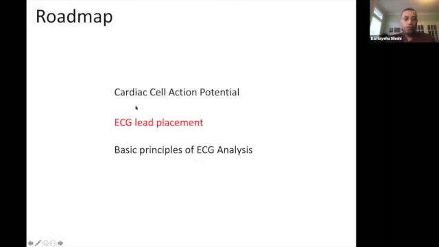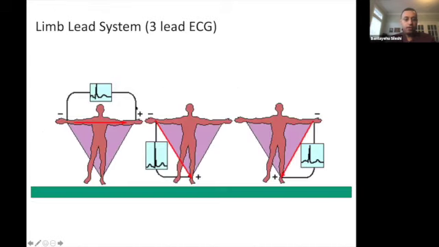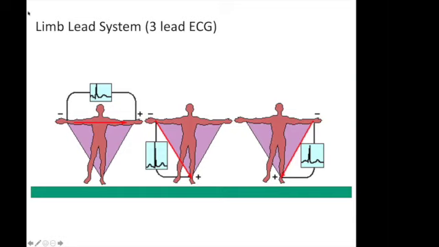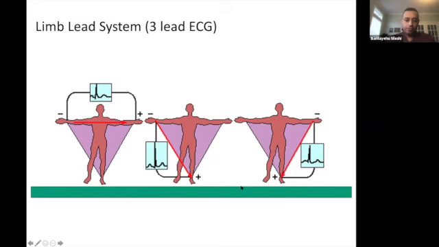Now we're going to focus on ECG lead placement. All right, so let me see, who can I pick on? Dr. Zamena, what are the names of these leads? These leads are the limb leads, and the first one is lead 1, the second is lead 2, and the third one is lead 3. Excellent, good job.